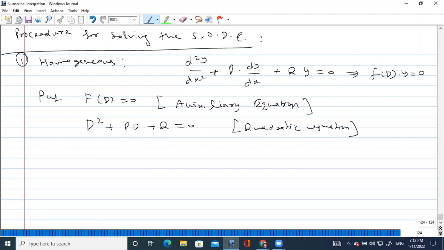So it is a quadratic equation. We get two roots of this equation. Okay. Now the question comes.